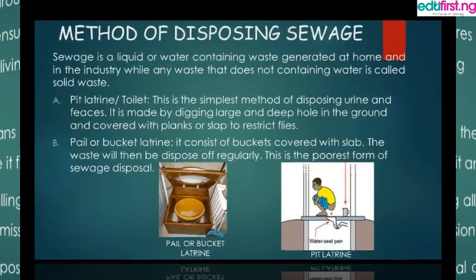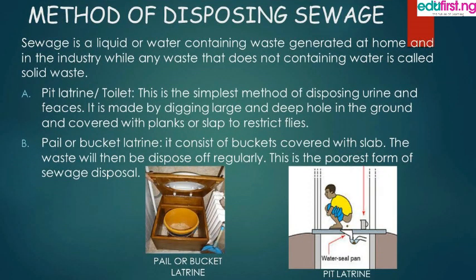Let's proceed. Method of disposing sewage. Sewage is the liquid or water containing waste generated at home and in the industry, while any waste that does not contain water is what we call solid waste. And we have four major methods of disposing this sewage. Number one, we have pit latrine, and this is the simplest method of disposing urine and feces. It is made by digging a large and deep hole in the ground and covered with planks or slab to restrict flies.